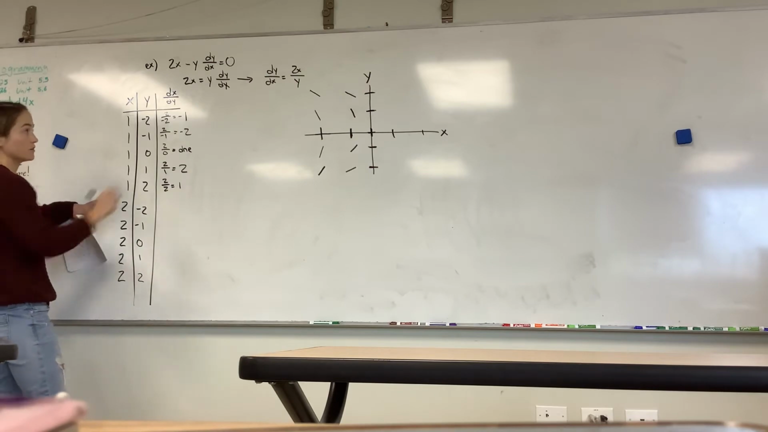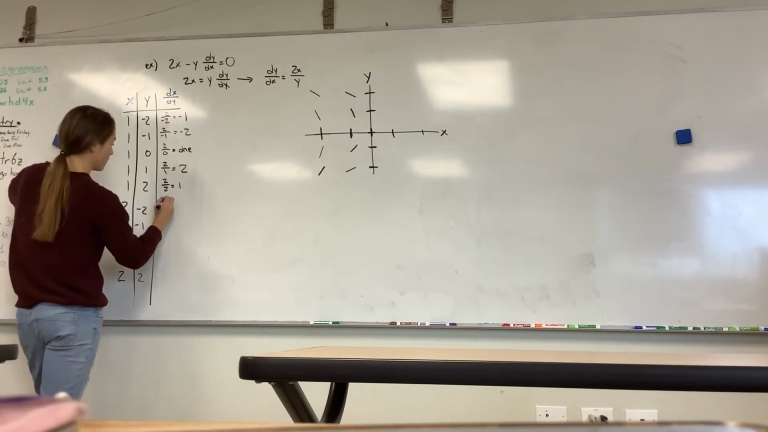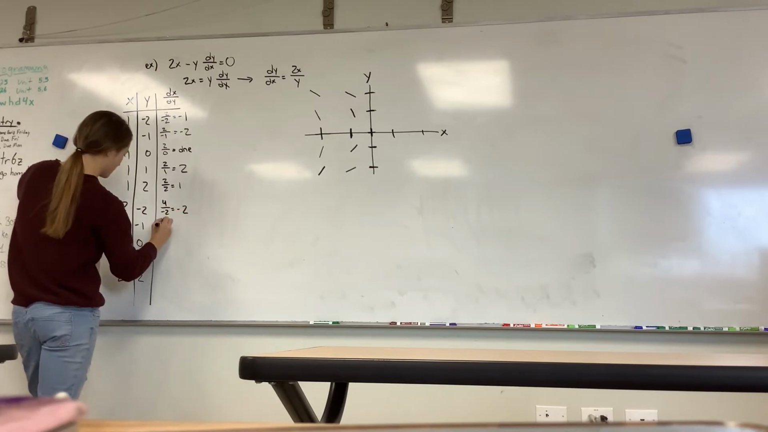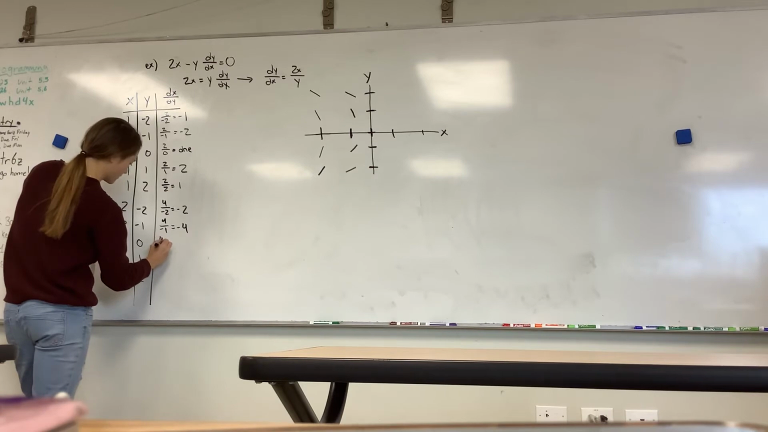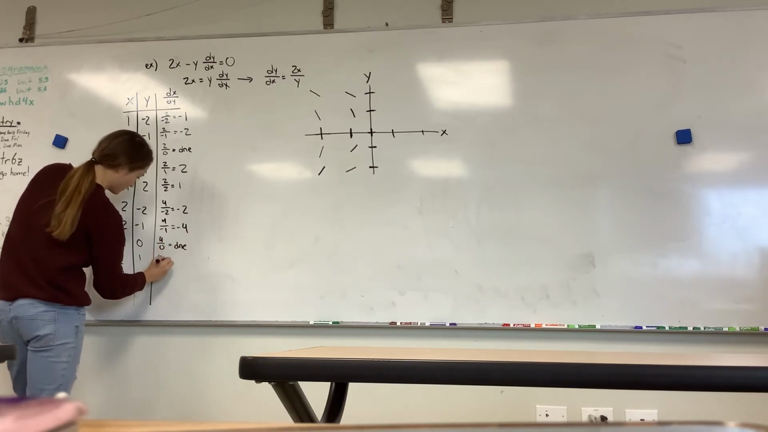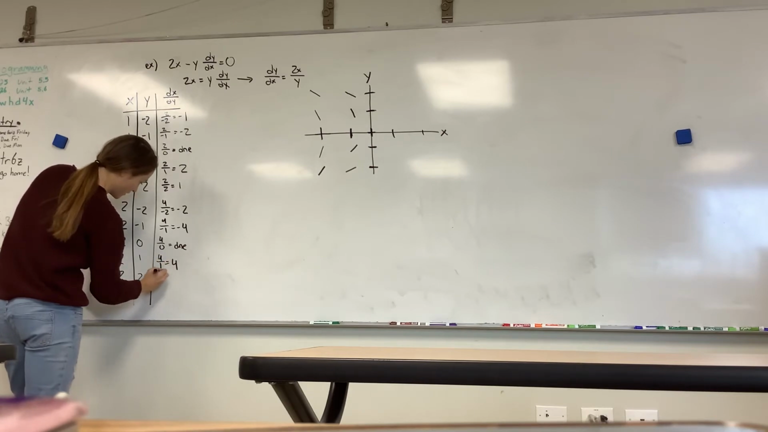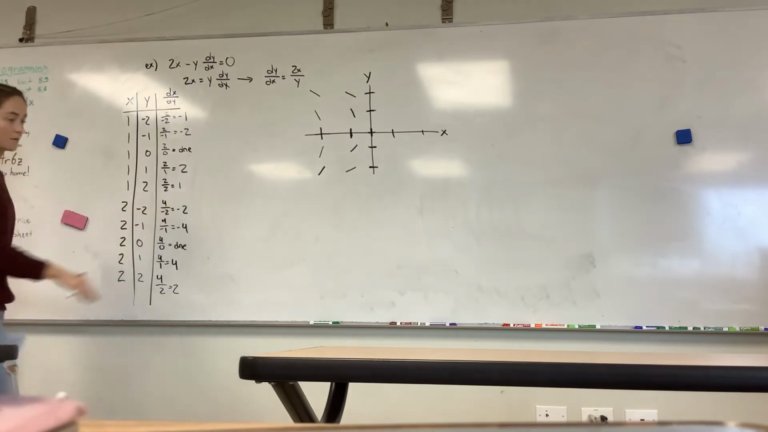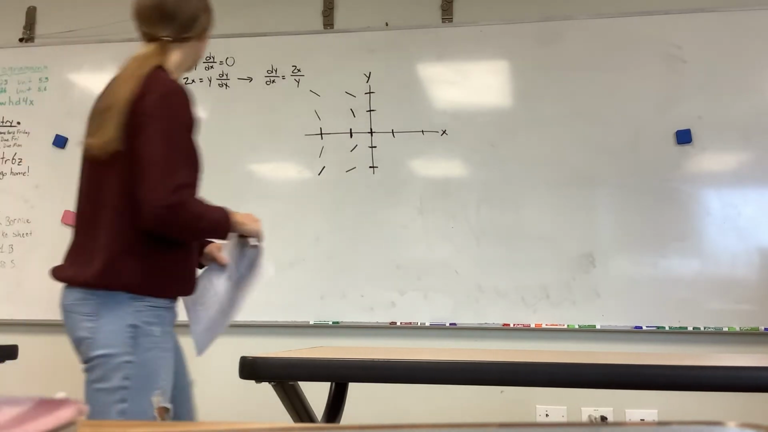Okay, if I plug in 2 for x, I'm going to get 4 over negative 2, that's negative 2. 4 over negative 1 is negative 4. 4 over 0 does not exist. 4 over 1 is a positive 4, and 4 over 2 is a positive 2. So I'm going to finish up my slope field here.